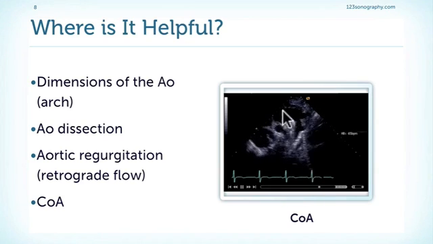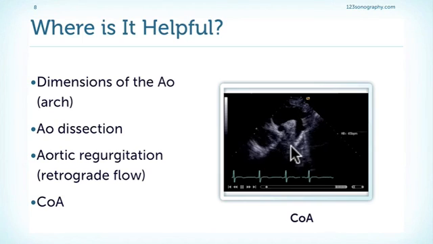This view can be used to look at dissection and the dimensions of the aorta, especially of the aortic root. And probably the most important application is that of looking at regurgitant flow in patients who have aortic regurgitation. In addition, as you can see in this image, we can also look at coarctation and even quantify the degree of coarctation.